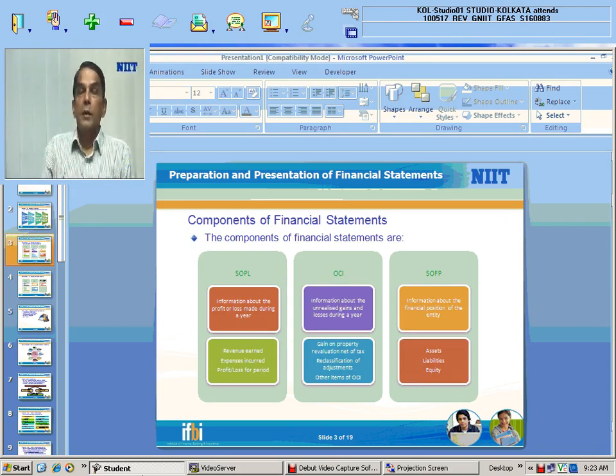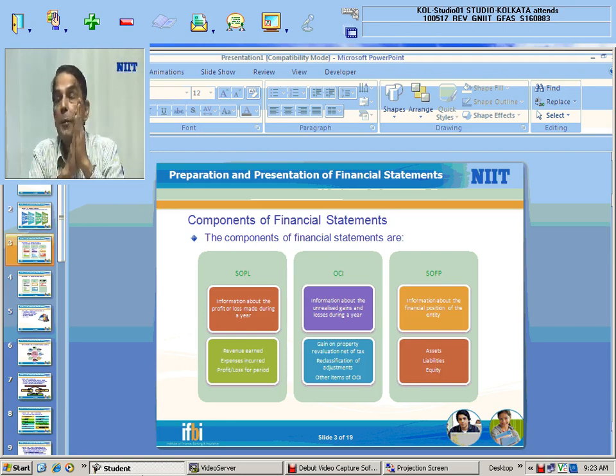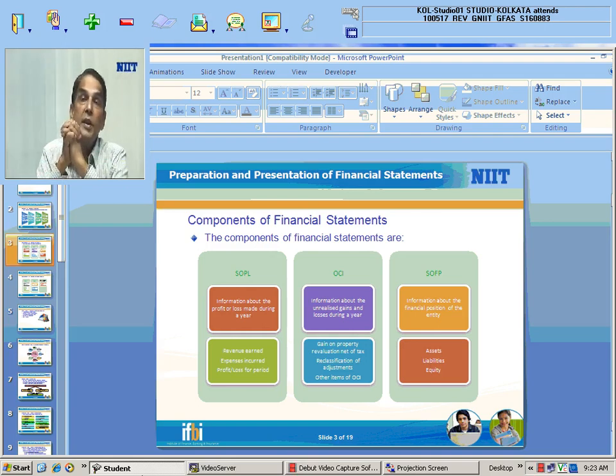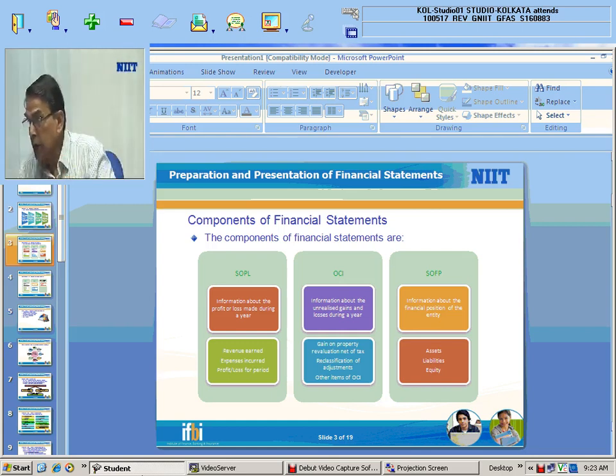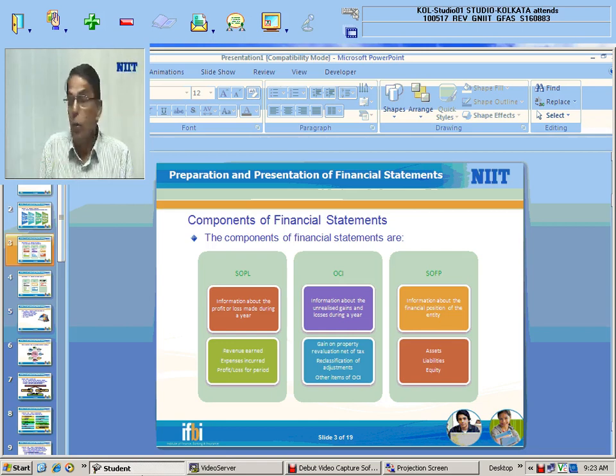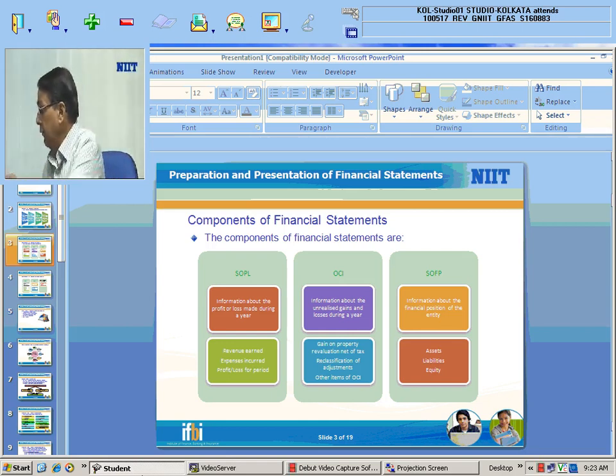So now we understand what are the elements of financial statements: income, expenses, assets, liabilities. These are the 4 essential elements which we use for creating financial statements. Now a complete set of financial statements must have 6 components as per IFRS: statement of profit and loss, other comprehensive income, statement of financial position, statement of changes in equity, statement of cash flow, and notes to financial statements. Other comprehensive income, O for other, C for comprehensive, I for income. So OCI, I am giving the full form of each of these.